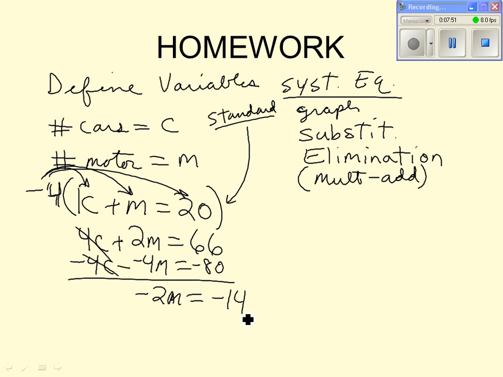What's nice about that new equation that we have right there? One variable in it. That's the whole purpose. How do we solve it? What's M equal? -14 divided by -2. Negative divided by negative is positive. So what's 7?